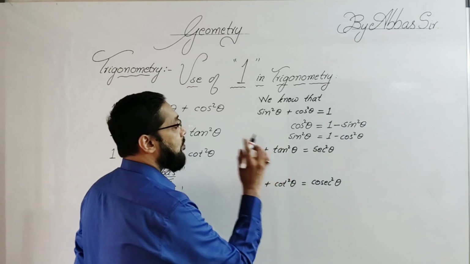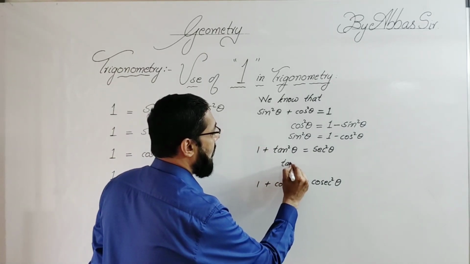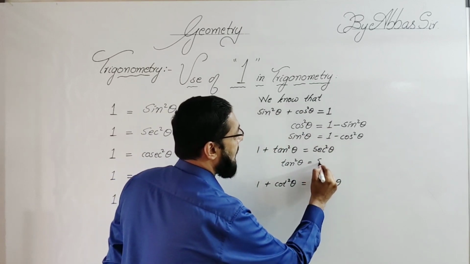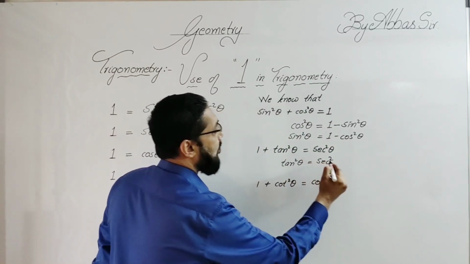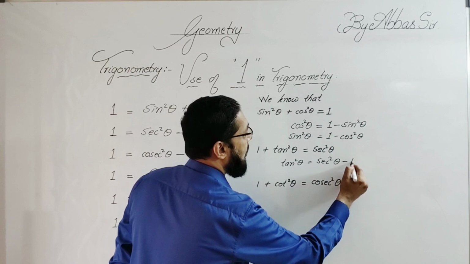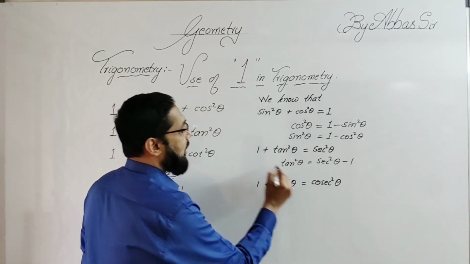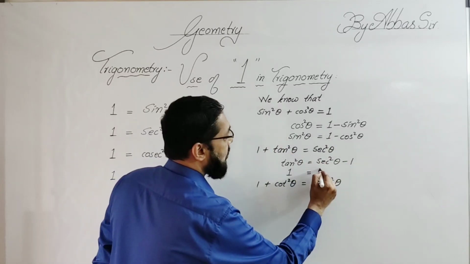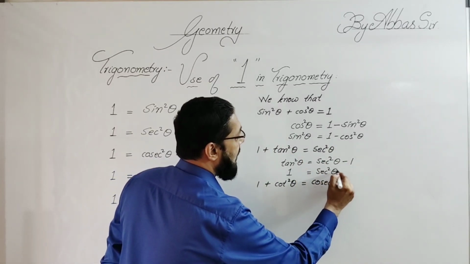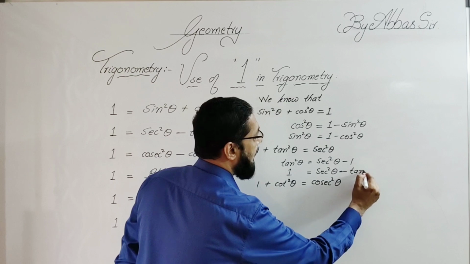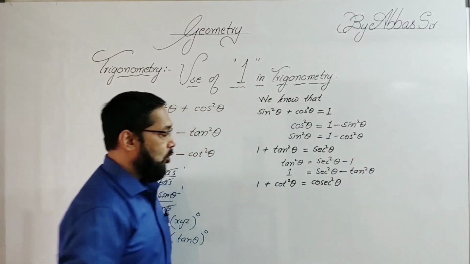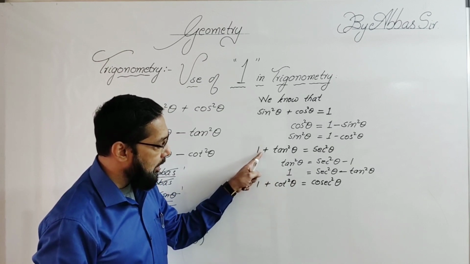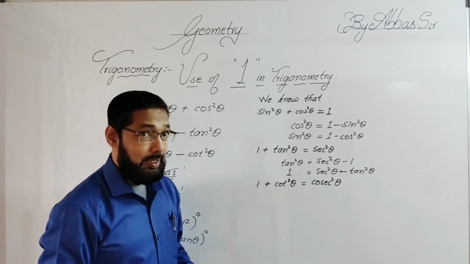Same way here also. You can keep tan square theta over here and take 1 on that side. So this will give me tan square theta is equal to sec square theta minus 1, or you can keep 1 over here and take tan square theta there. So you will get sec square theta minus tan square theta. Correct? So we got two new identities. From the same identity, we got two new identities.